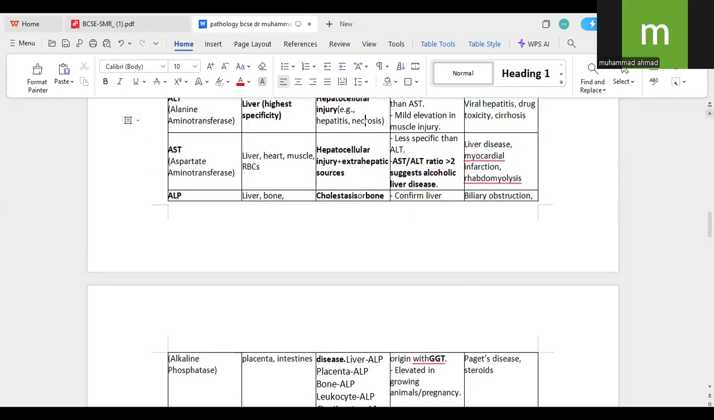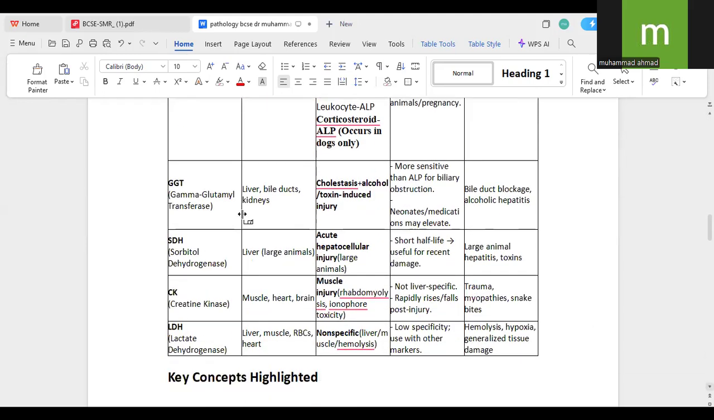This table is important, and these are the GGT, gamma glutamyl transferase. Origin is liver, bile duct, and kidney. You can see it in cholestasis, alcohol and toxin-induced injury, more sensitive than the ALP for biliary obstruction. In neonates, when we give medication, the GGT may increase. You can see it in bile duct blockage, alcoholic hepatitis.